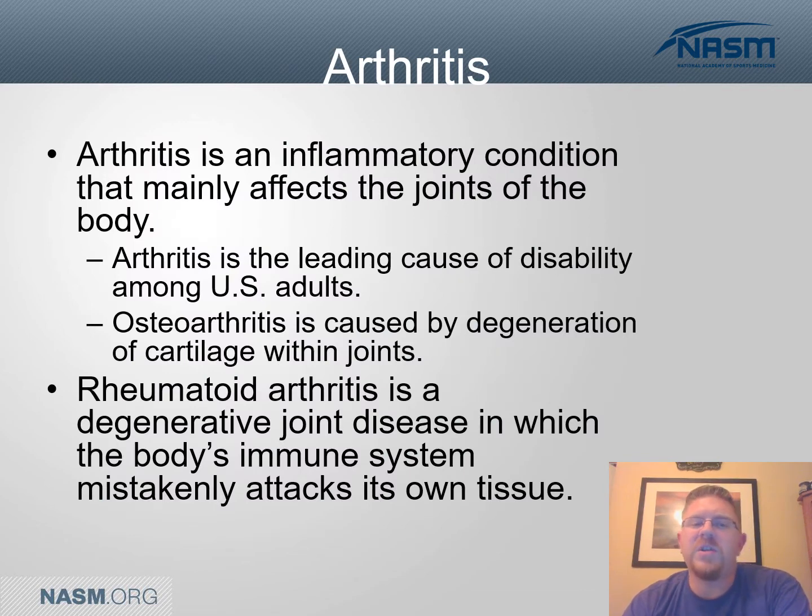Arthritis, an inflammatory condition that mainly affects the joints of the body. It's a leading cause of disability among U.S. adults. So there you go, a fun fact for you. Osteoarthritis is caused by degeneration of cartilage within the joints. Rheumatoid arthritis, which is different, is a degenerative joint disease in which the body's immune system mistakenly attacks its own tissue. So it's not the same as your osteoarthritis.